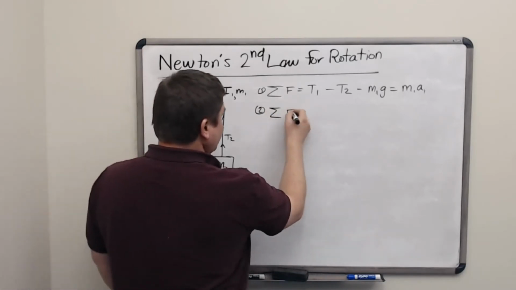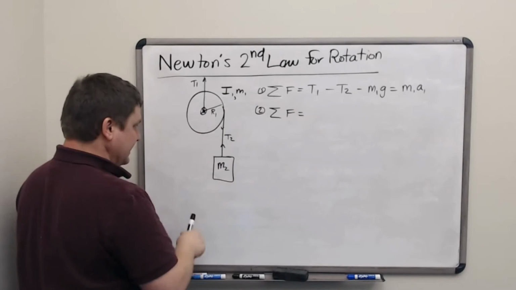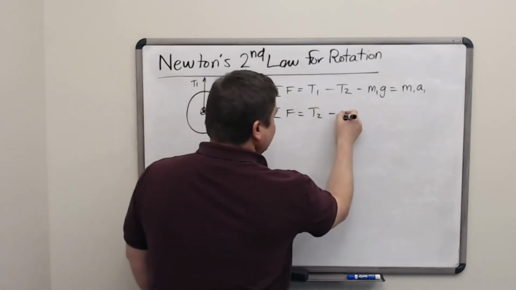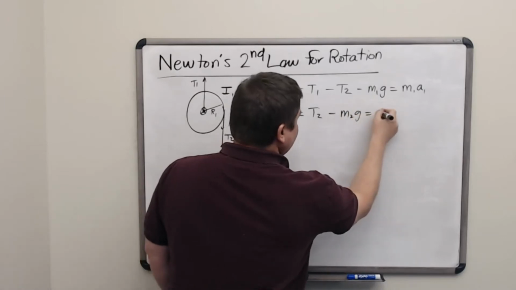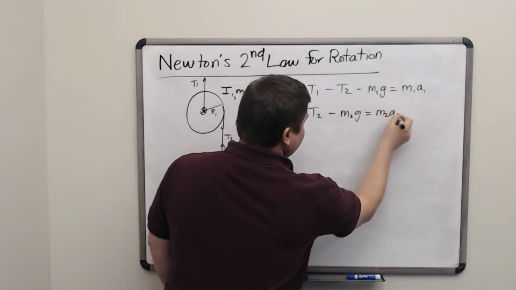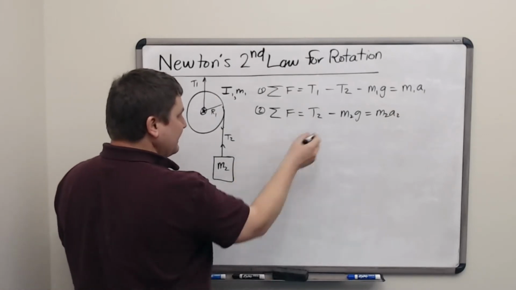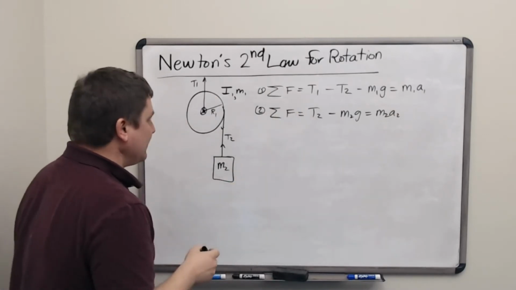Object 2 is the hanging block here. It has a force of tension, T2, that pulls it up, and m2g pulls it down, and that gives us m2a2. Okay, so that's the linear forces. That's stuff we already talked about a while ago.